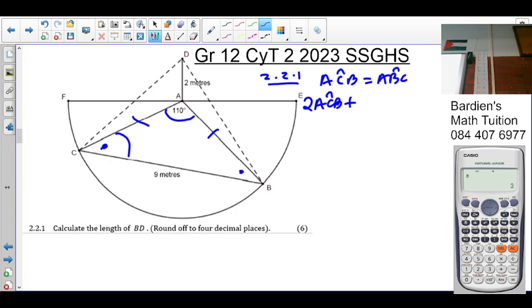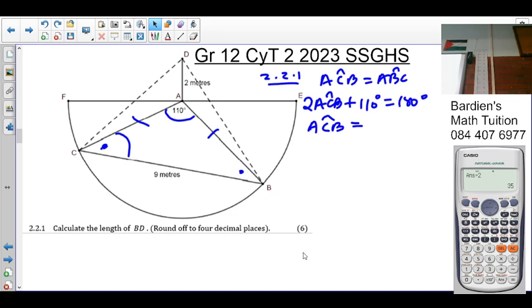So the angles sum to 180 degrees. I'm using the fact that this is the sum of the angles in a triangle, which is equal to 180. So angle ACB is equal to 180 minus the 110, divided by 2. It's going to give you an answer of 35 degrees there.